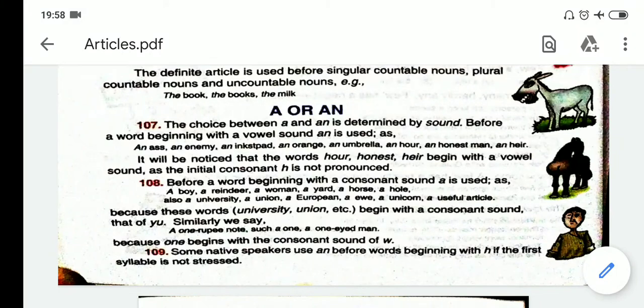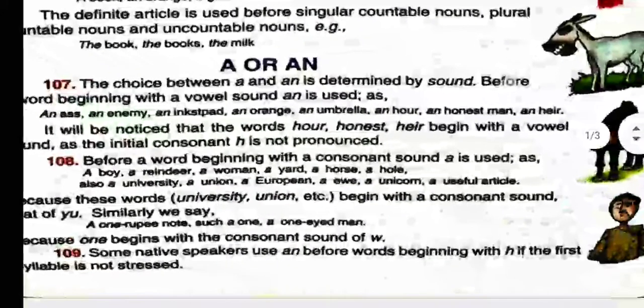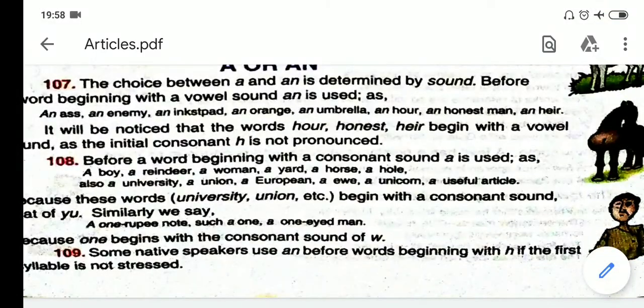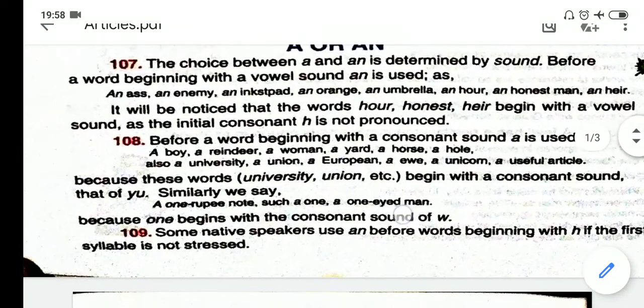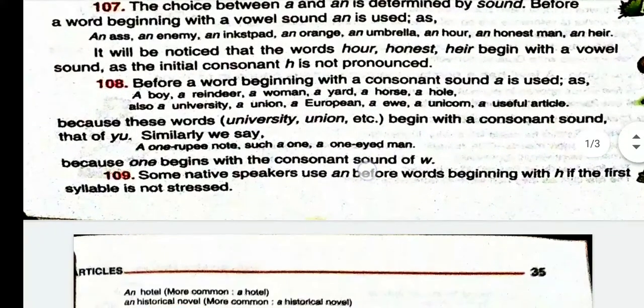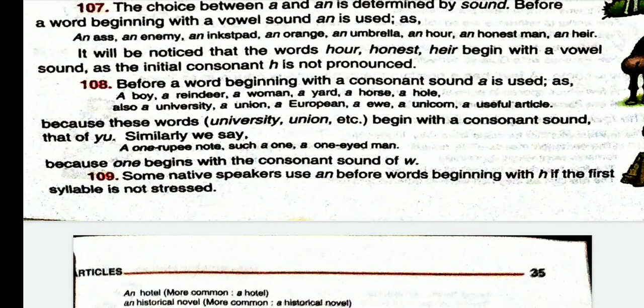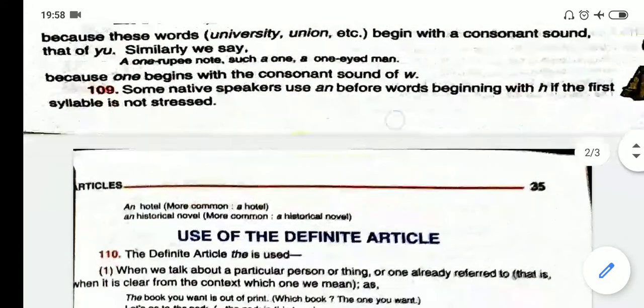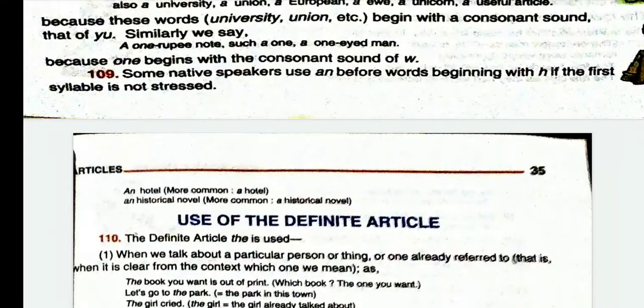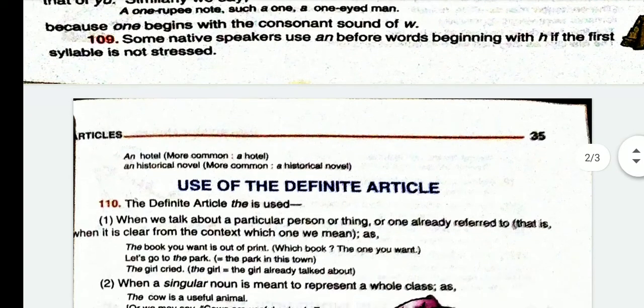In all these cases, although U is a vowel, it is not giving the sound of the vowel, so you will not use an before these. 109. Some native speakers use an before words beginning with H when the first syllable is not stressed. For example, an hotel, but some native speakers do that. We don't need to use that. An hotel, an historical novel. They do this, some native speakers.